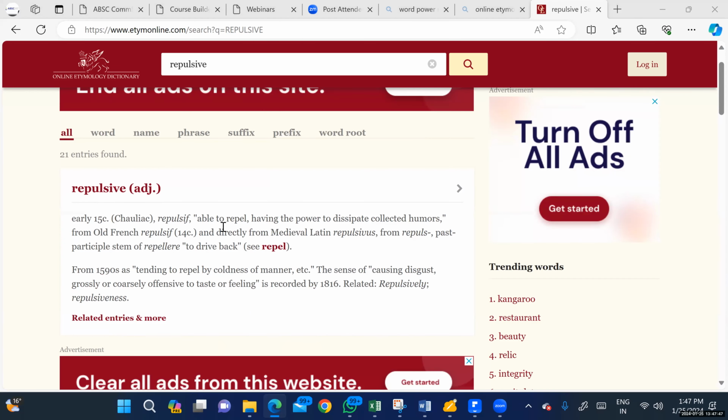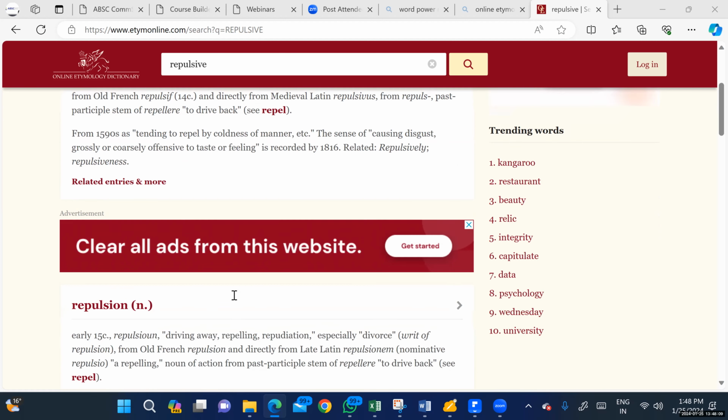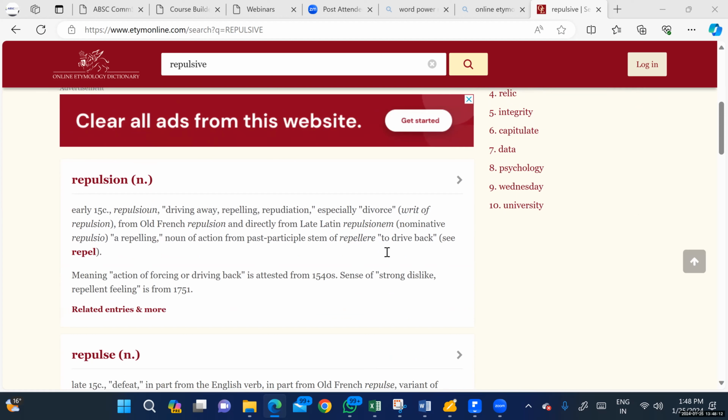Repulsive, able to repel. Having the power to dissipate collected humors, and this is coming from the word repellent, to drive back. Repeller, to drive back, in the sense of causing disgust. So the word repel is drive back. So what is repulsive? Driving back something.